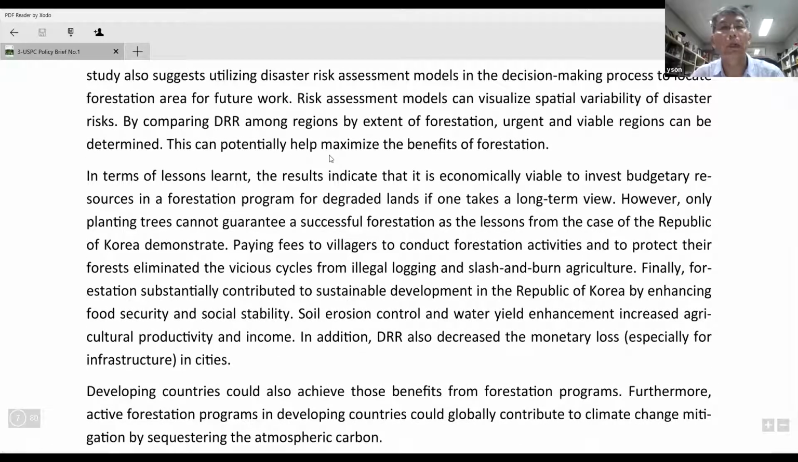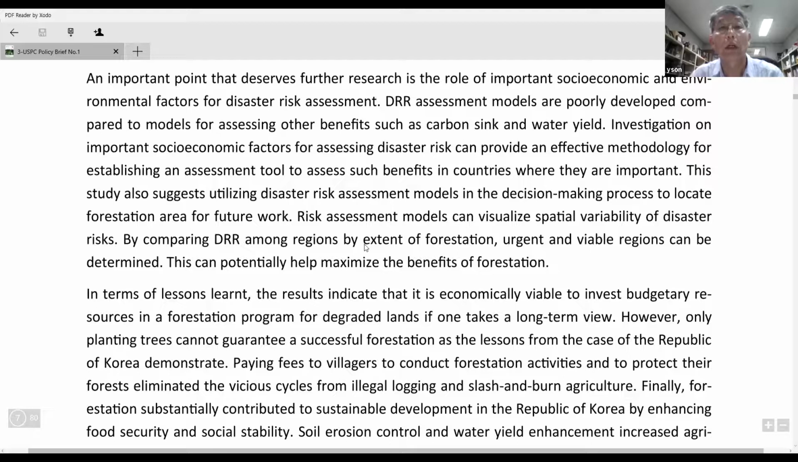Another point I'd like to emphasize is distribution of spatial variability. Here it says, risk assessment models can visualize spatial variability of disaster risk. In other words, even in a small country, disaster risk varies depending on location. So spatial variability of disaster risk varies a lot.